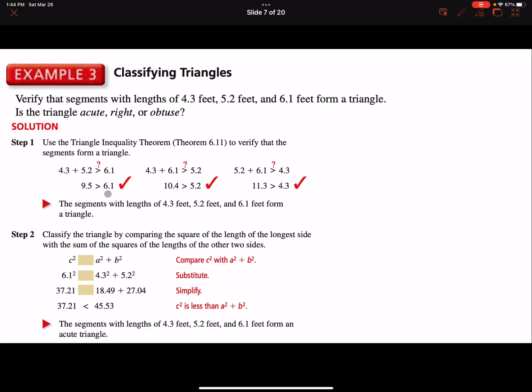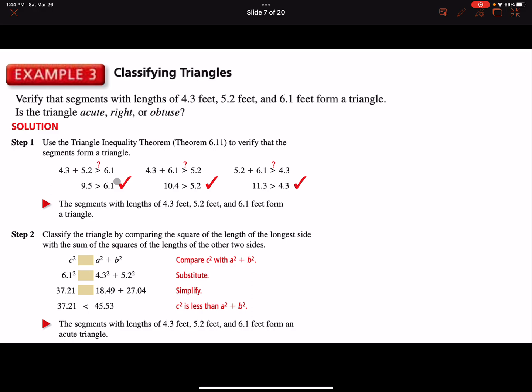I can do each inequality, add up the smaller sides, greater than the biggest side. 9.5 is greater than 6.1. 4.3 plus 6.1, that sum is going to be greater than 10.4. And then same thing here, that sum is greater than 4.3. Now, these two are kind of unnecessary because when you're adding 4.3 to 6.1, 6.1 is already greater than 5.2. Same thing here, 6.1 is already greater than 4.3. So there's no real point in doing this. This is what you really needed to look for.